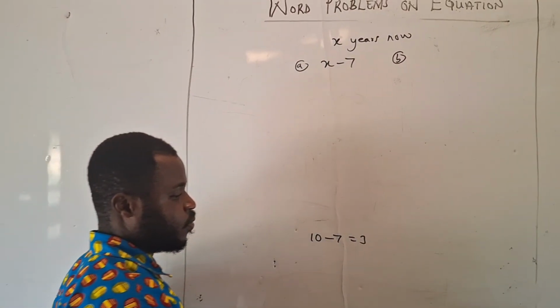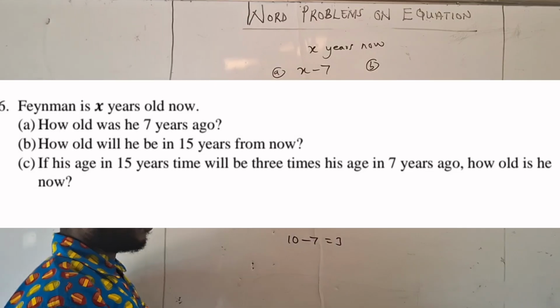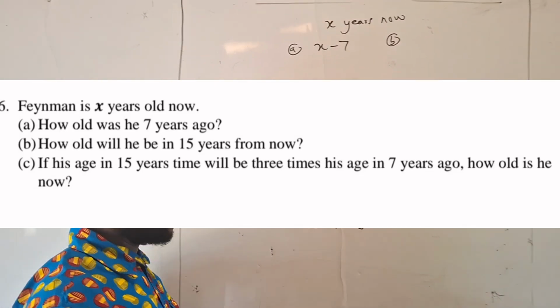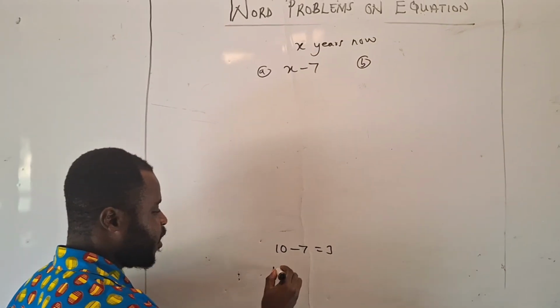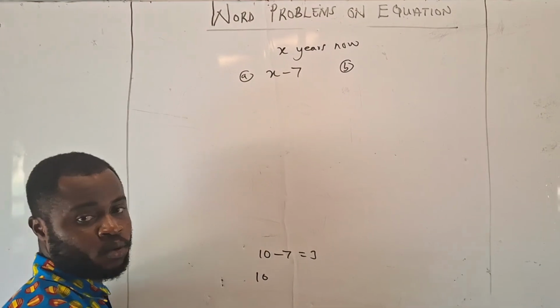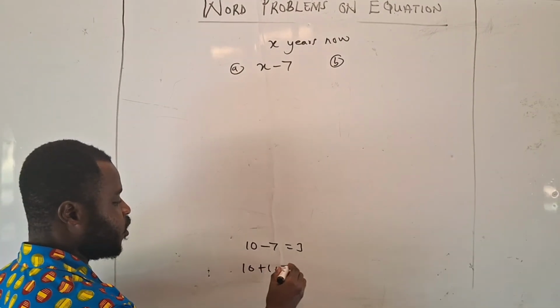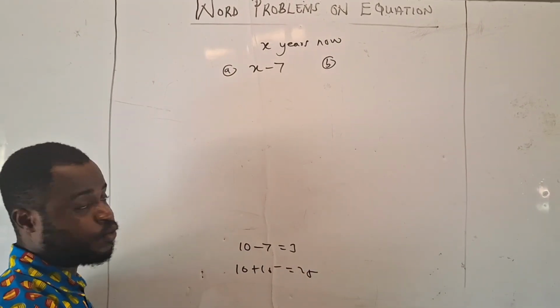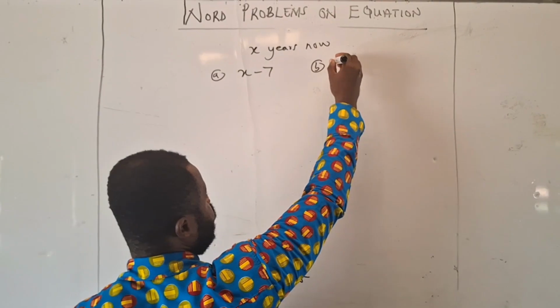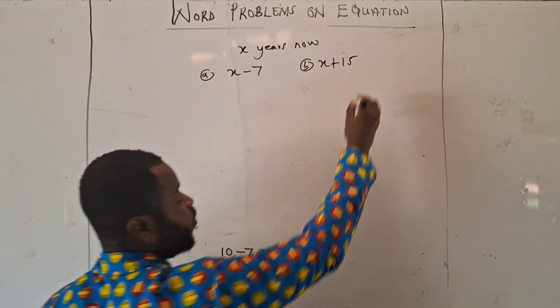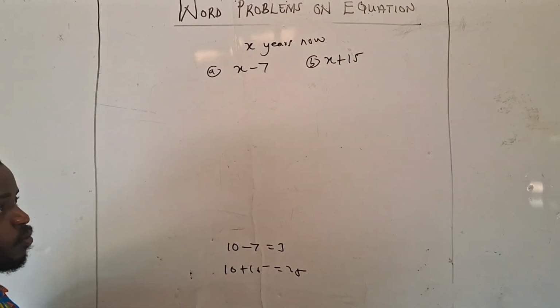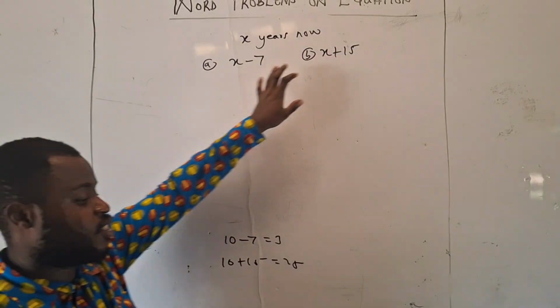The B says, how old would he be 15 years from now? Your same age. If you are 10 years now, 15 years from now, how old will you be? You just add 15. Then you are going to get 25. So this one is going to be x plus 15. So this is A, this is B.